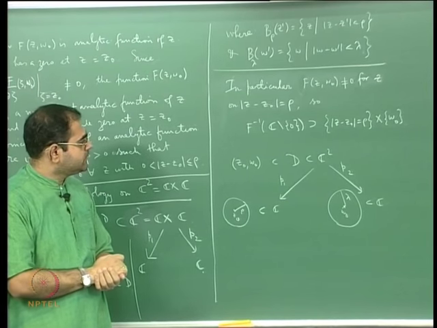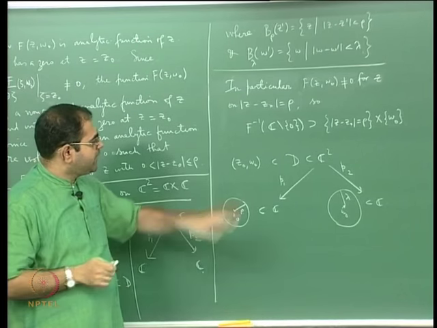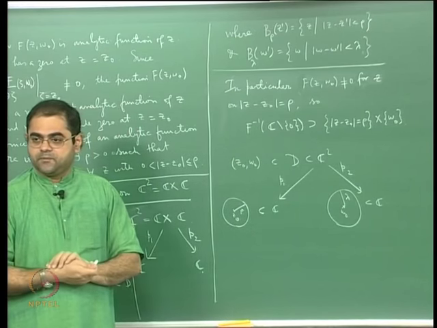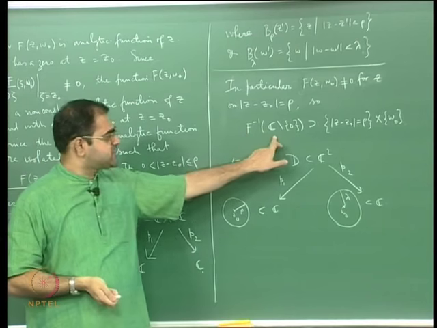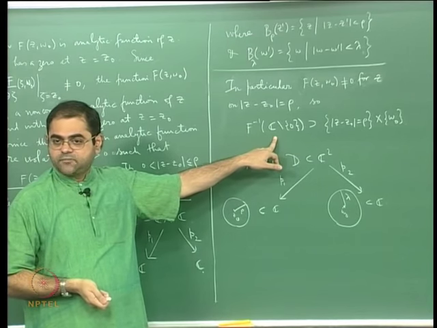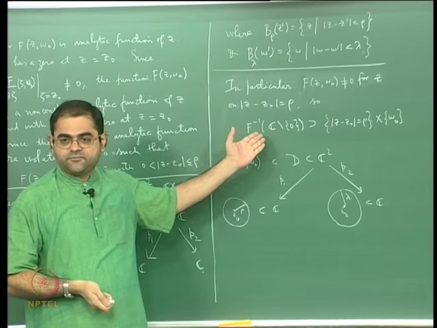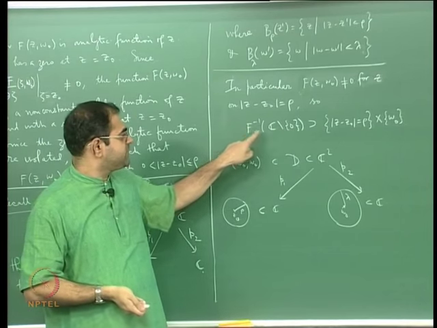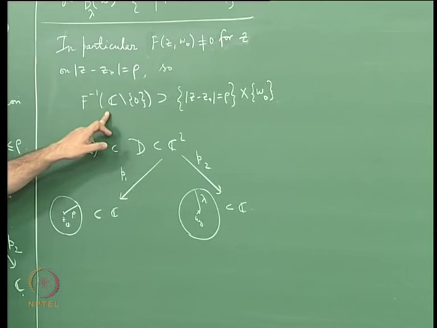Now you see, C minus 0 is an open subset of C, and therefore f inverse of this is an open subset of D. After all, it is a set of points where f doesn't vanish. f inverse of this is just the complement of f inverse of 0.